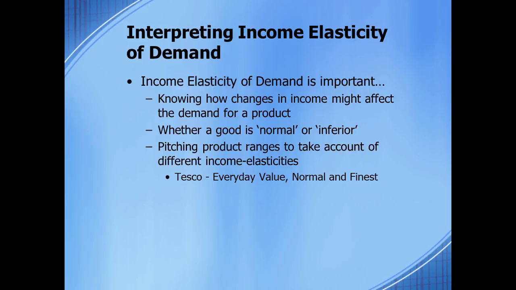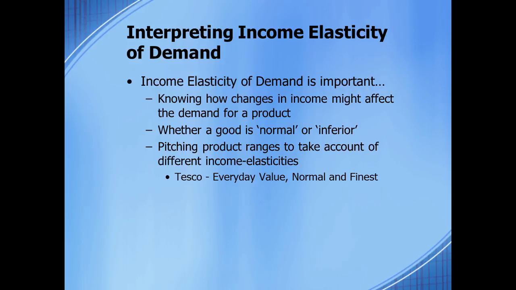Now supermarkets have different ranges which are clearly pitched as inferior, with things like the value brands. And equally they have their normal goods which are pitched perhaps as the finest brands. So as people's income increases, there will be the expectation that people would spend less on inferior goods and more on the normal and finest ranges. Now this produces more profit, so more profit when income rises. Equally the reverse happens when income decreases. So pitching your product range to take account of different income elasticities is really important.